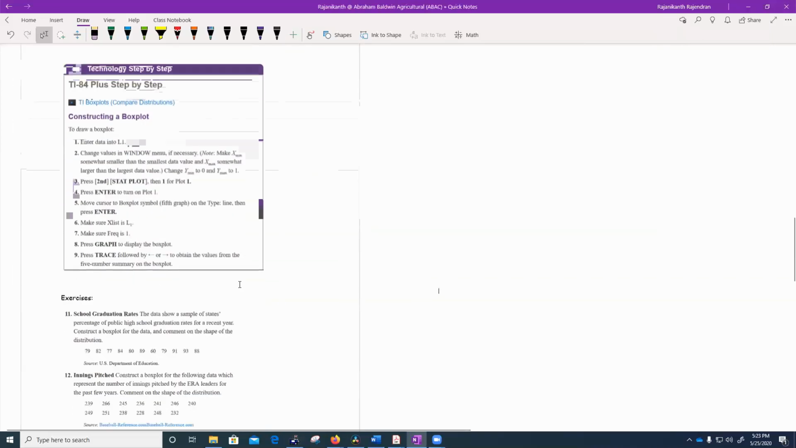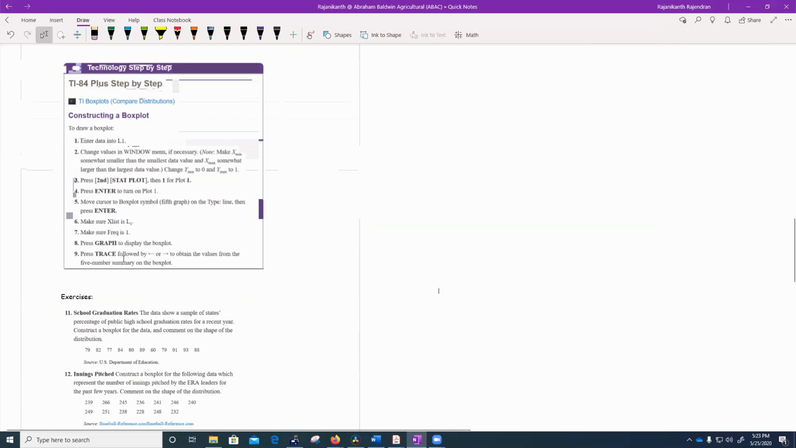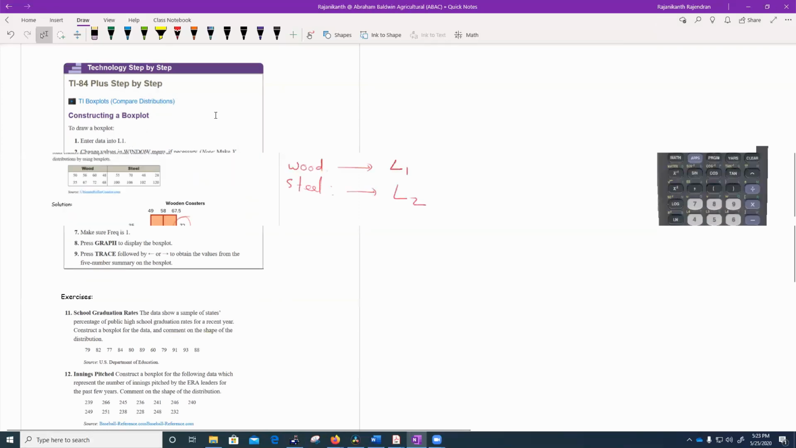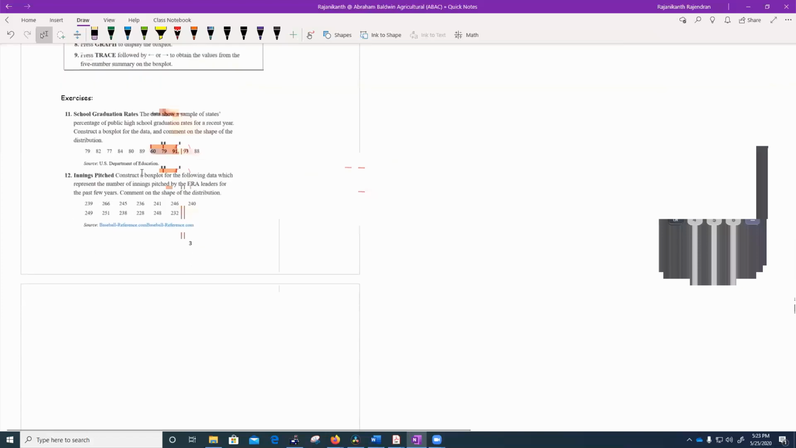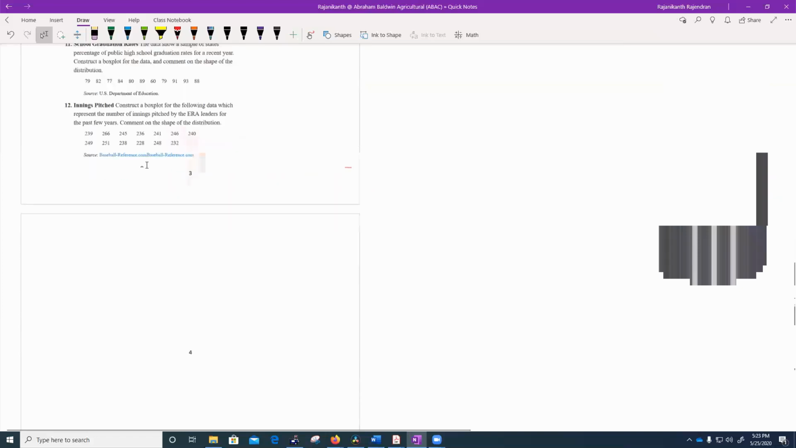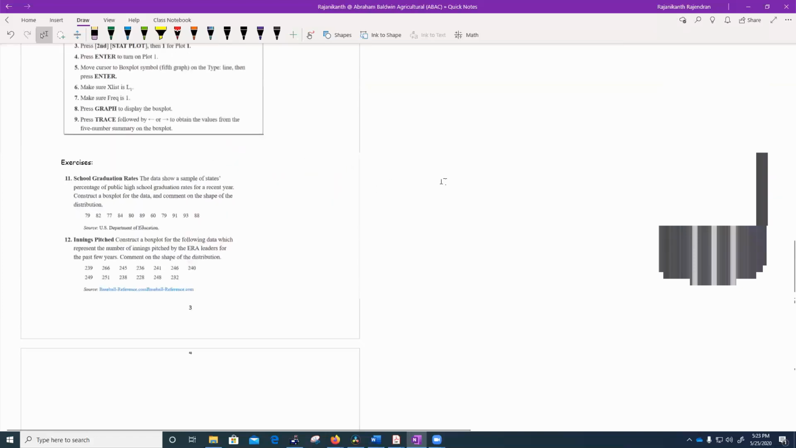Okay, so this is for the TI-84 Plus calculator, and you could go to a similar set of directions for the TI-83 as well. So now here I have included a couple of problems, and you could practice these things and let me know if you have any difficulties. Okay.